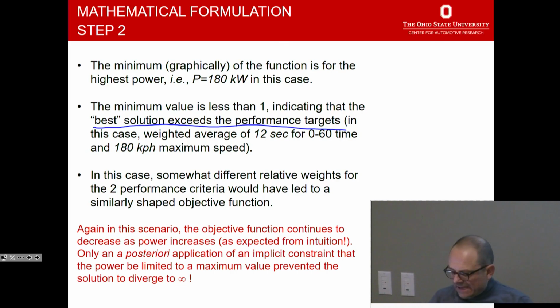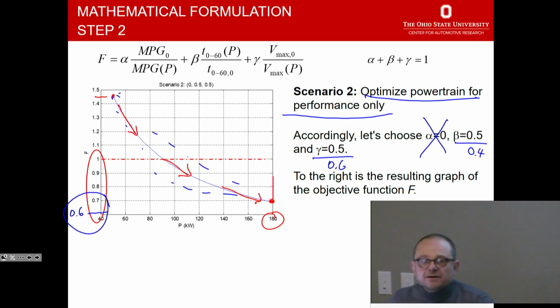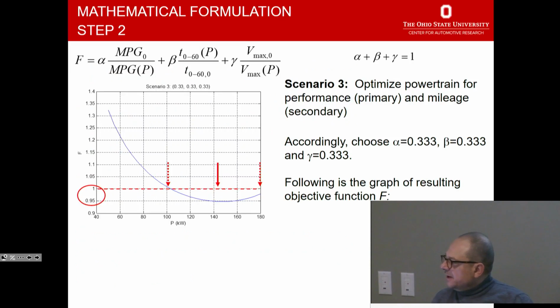Now, what would have happened if instead of 0.5 and 0.5, I had selected 0.4 and 0.6? Do you think the answer would look different? Well, sure, it would look a little different. It might fall down like this or like that, but in the end, the answer would have been the same, which is that the minimum would be at the extremal point of 180 kilowatts. Okay. So you can clearly see that this is a reasonable answer.